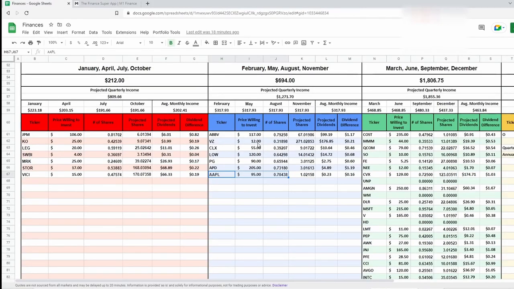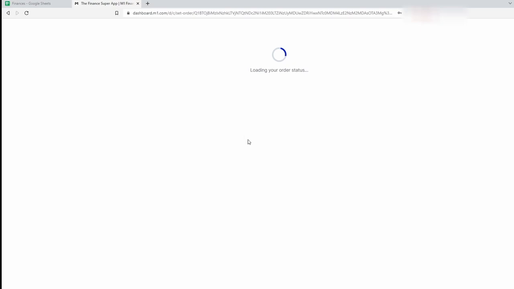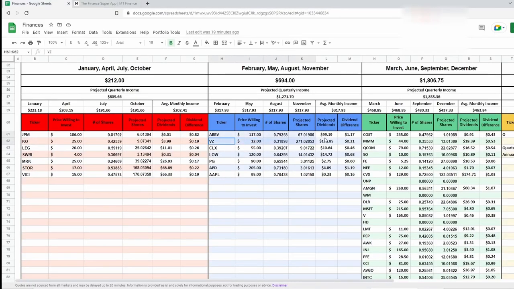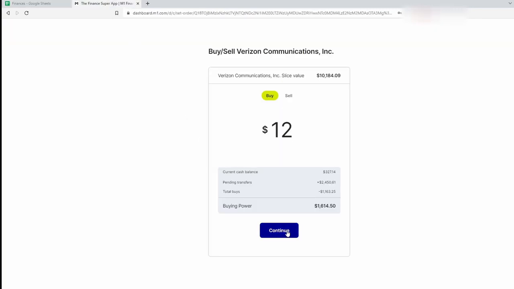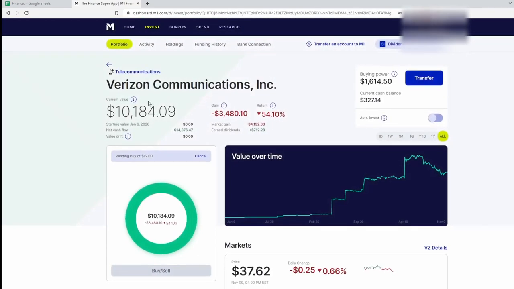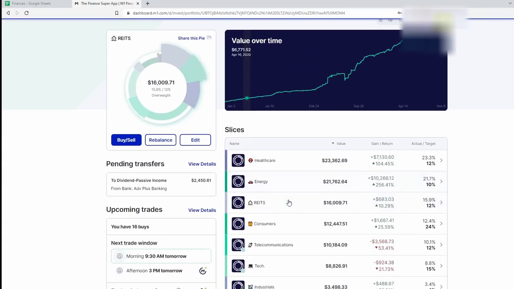So for Verizon, I only got to put in 12 bucks, and it brings me over to 271. So let's do this. We got to put in $12. Let me just make sure one more time. Yep, there we go, $12. Very, very nice. Let's confirm that buy. Awesome, awesome, awesome. And that does it for the telecom sector.